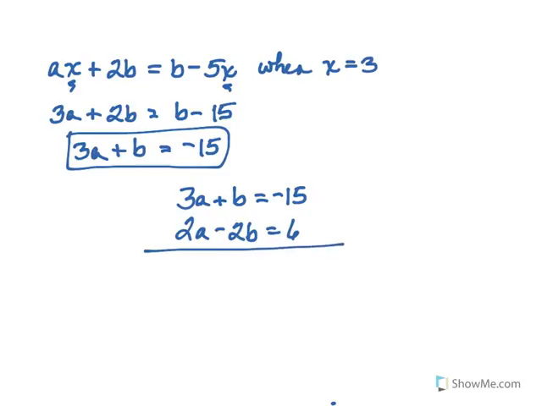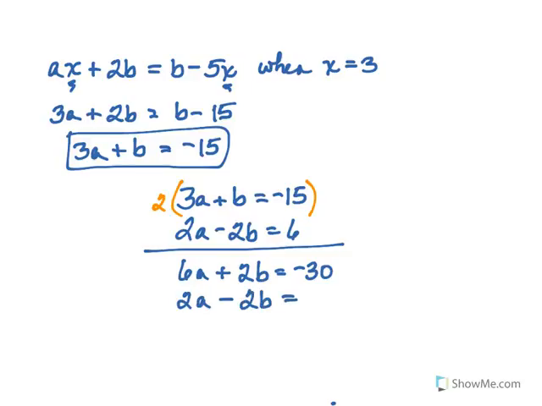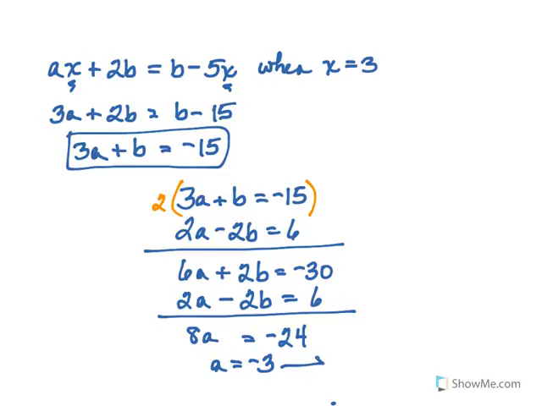So let's go ahead and multiply that top piece through by 2. That gives us 6a plus 2b equals -30. That achieves the b's canceling out. So we have 8a equals -24, so a equals -3. And when you substitute that back into, probably, 3a plus b equals -15, which is the easiest, we find that b equals -6.